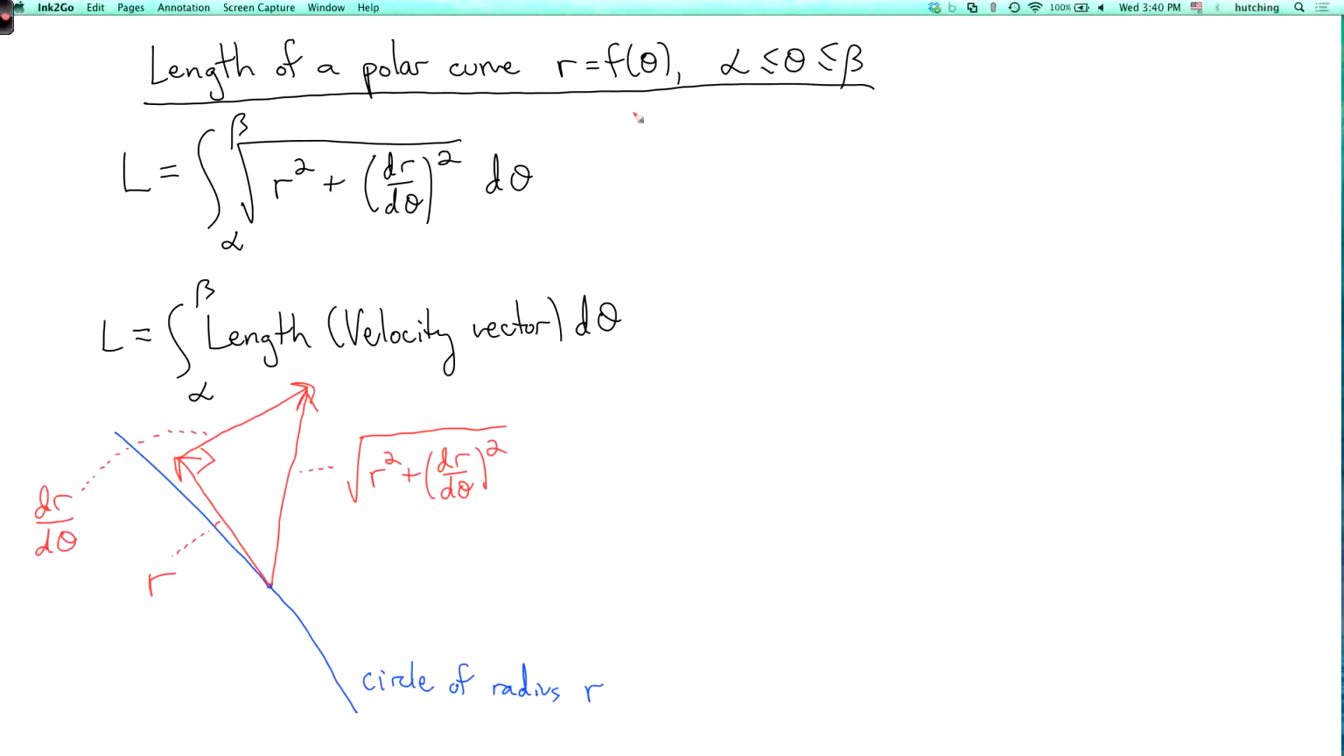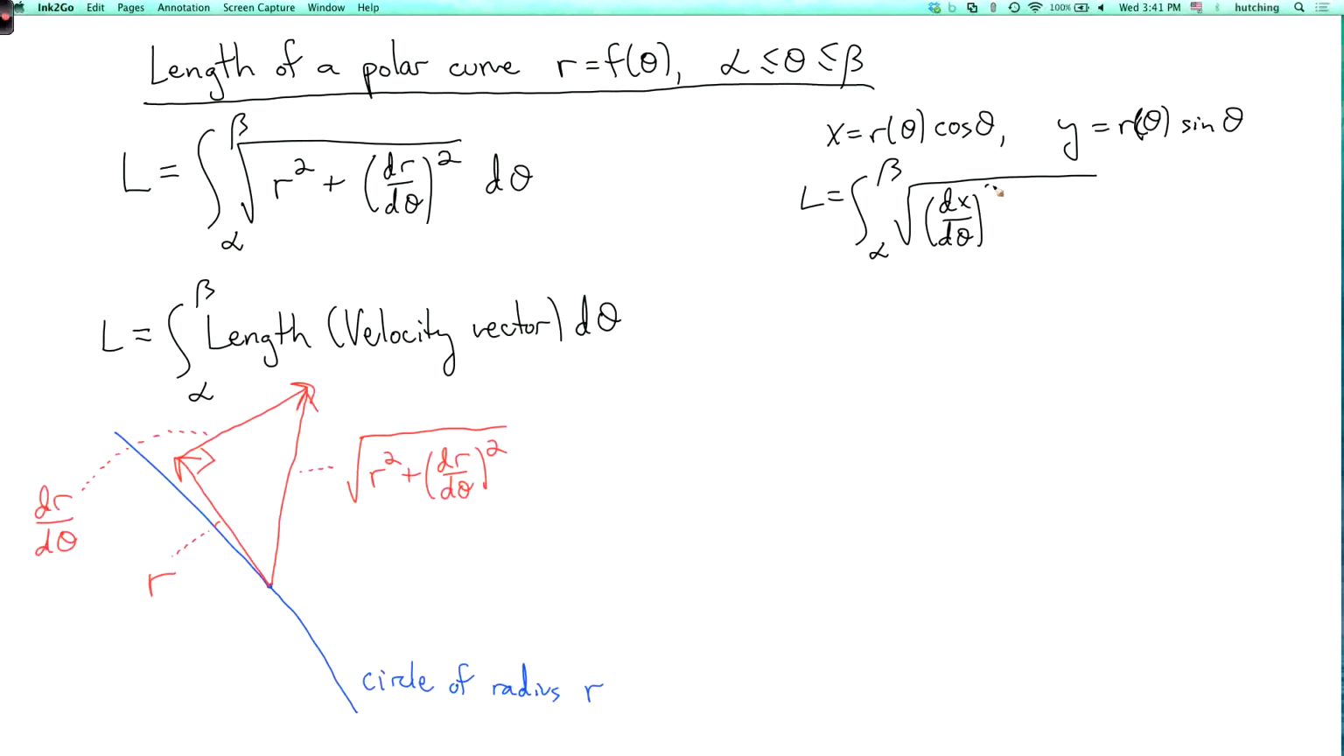Okay, now if you don't like that explanation, then we could instead convert to Cartesian coordinates. So I could think of my curve as the parameterized curve x equals r of theta cosine theta, and y equals r of theta sine theta. And then the length is the integral from alpha to beta of the square root of (dx/d theta) squared plus (dy/d theta) squared d theta.